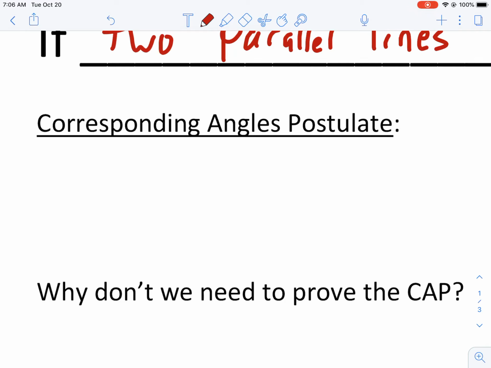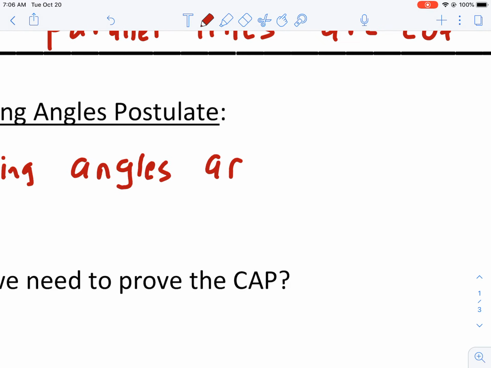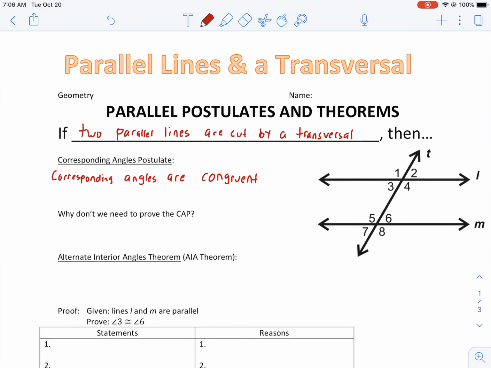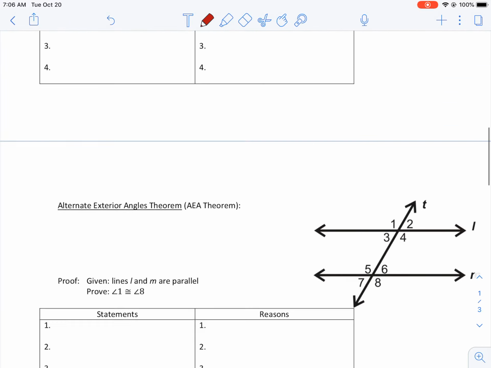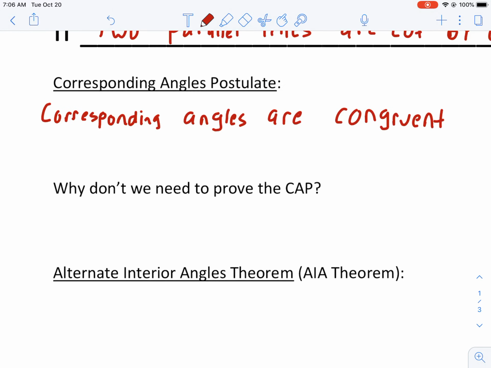So if two parallel lines are cut by a transversal, then corresponding angles are congruent, okay? So remember what congruent means for angles. Congruent means they have the same angle measure, okay? So why don't we need to prove this? For all the other ones, I'm actually going to prove them for you. They're pretty short, okay? Well, why don't we need to prove the corresponding angle postulate?